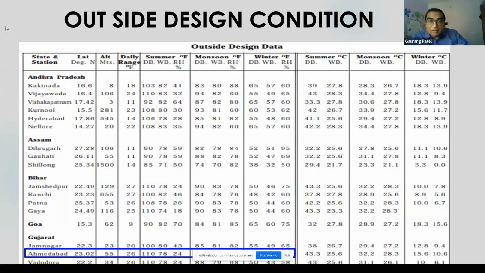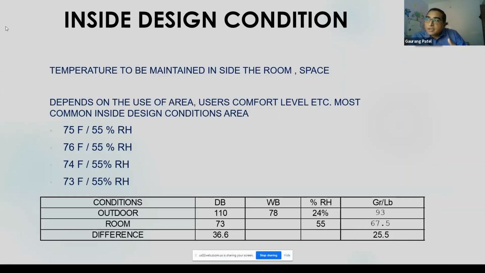So whenever I'm doing my heat load calculations, I need to consider this condition first, because the room you're cooling is getting heat from outside only. So the outside design condition is the first parameter that comes into the picture. This outside design condition for various cities you can take from the ISHRAE handbooks. Also, we have one more book, the ISHRAE weather data book, that gives a more detailed study of various cities.